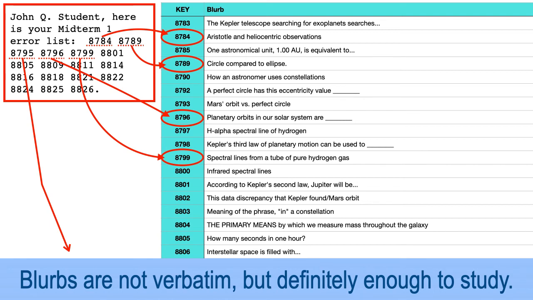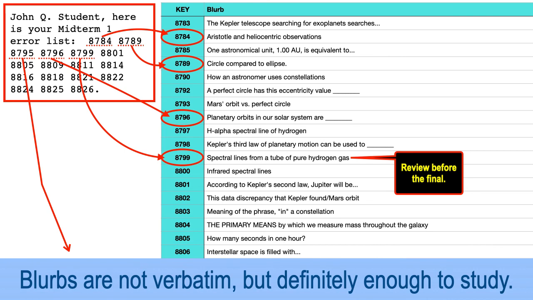All right, so this is the basic method for using the error list from the grades page and the blurb sheet. So you study this, you review this concept before the final, and so on and so forth. So that's how you use the blurb sheets and the error lists.